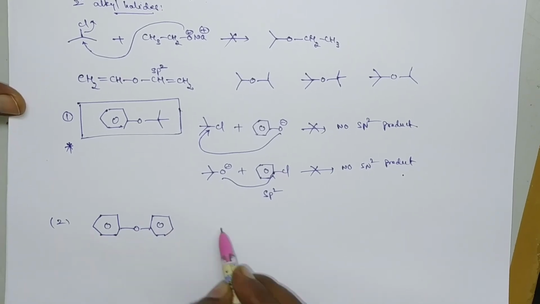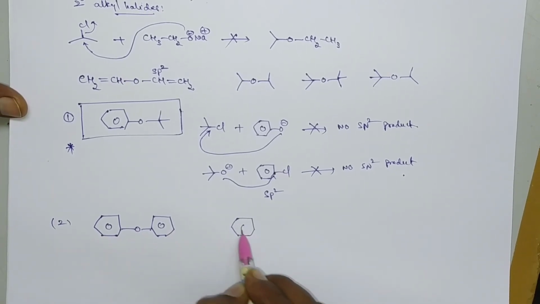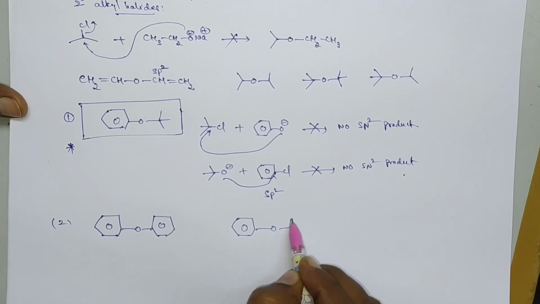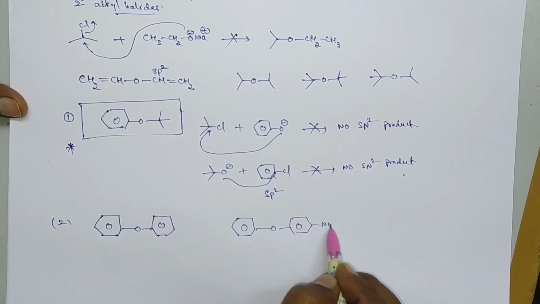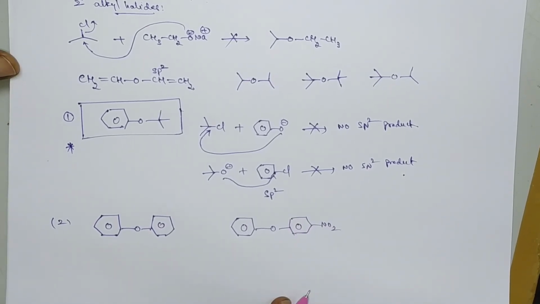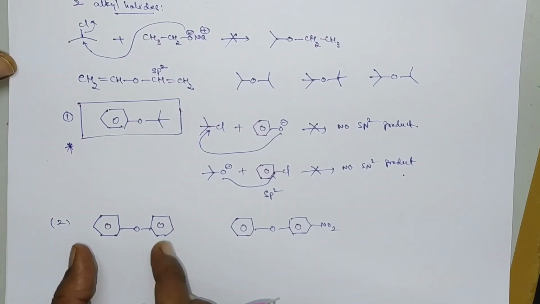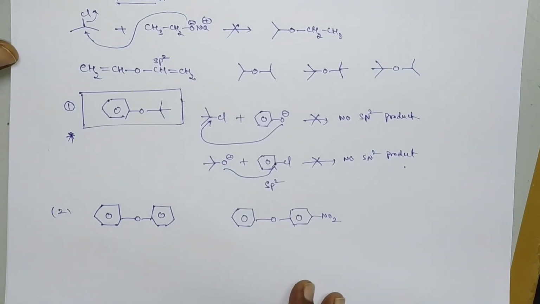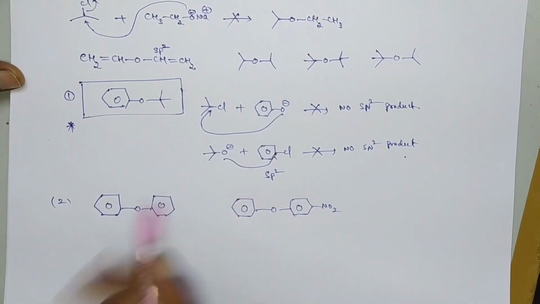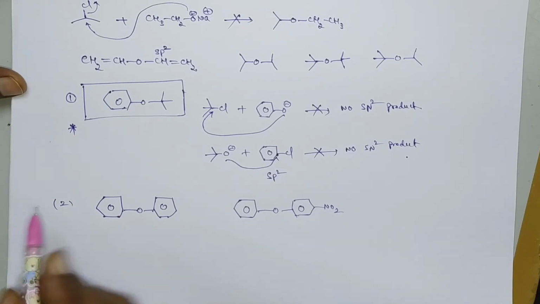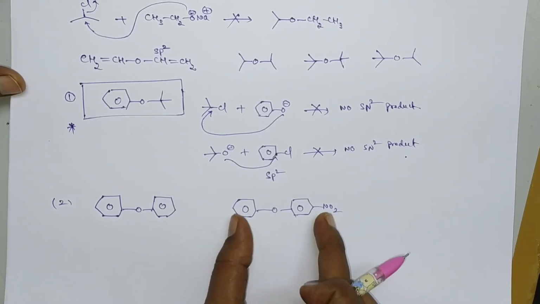So first we have to prepare this compound, that is the nitro substituted product. From this compound we can easily prepare this one, that is the indirect method. So let us move on to the preparation of this ether. First we have to prepare this molecule.